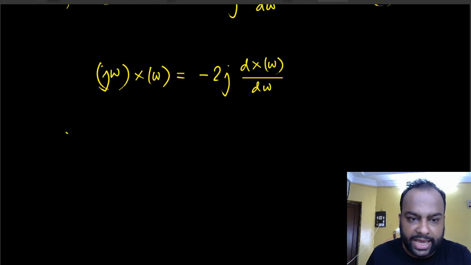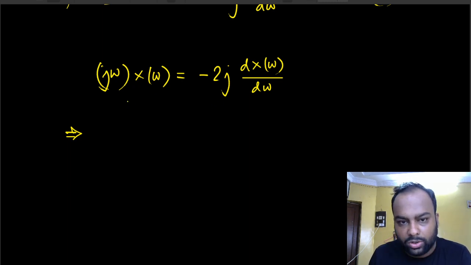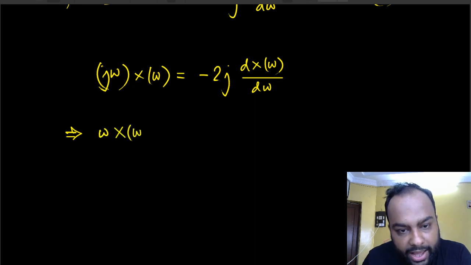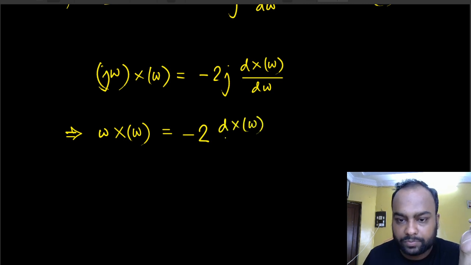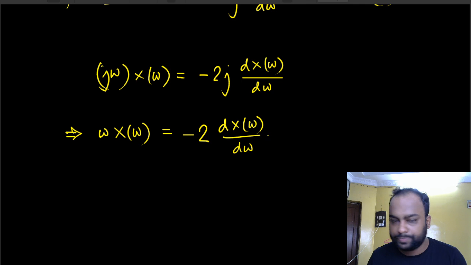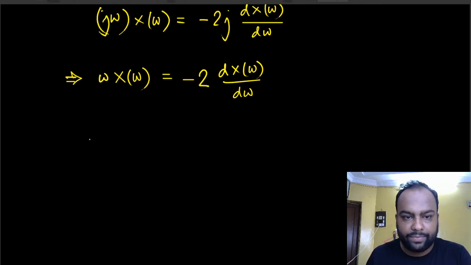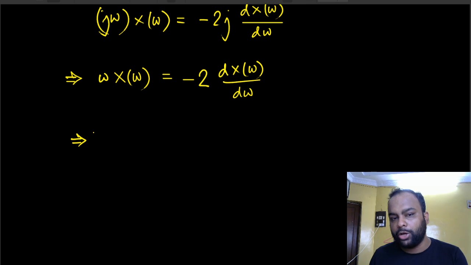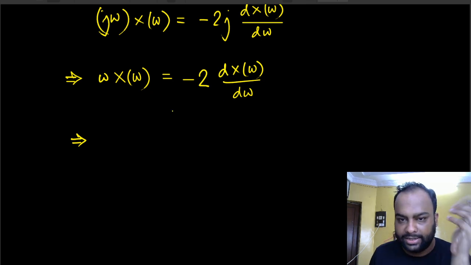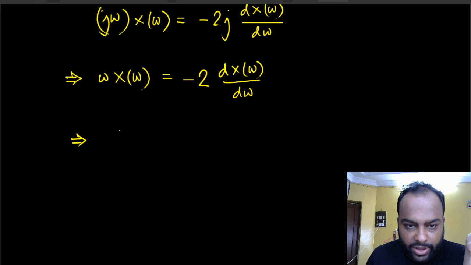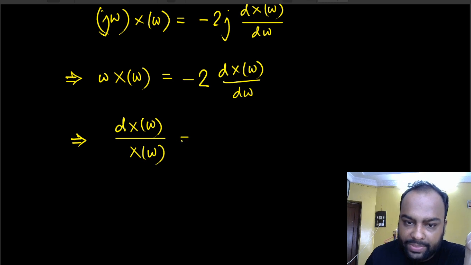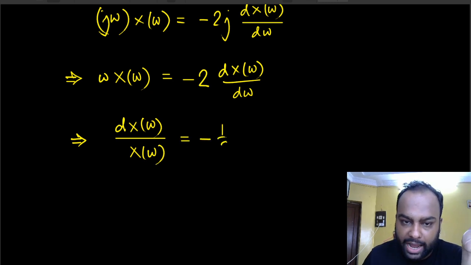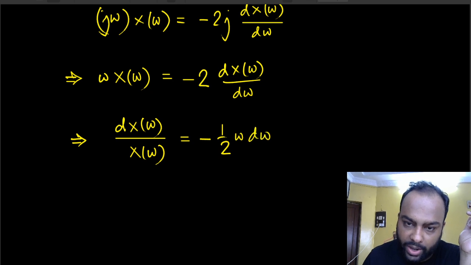All right. Since j is a non-zero constant quantity, I can just cancel that out, and I would have omega X(omega) equal to minus 2 dX(omega)/d omega. All right, that's simple. Now let's rearrange this differential equation. I shall bring this X(omega) down in the denominator of dX(omega), so we have dX(omega) by X(omega) equal to minus half omega d omega. I think it's fine, right?